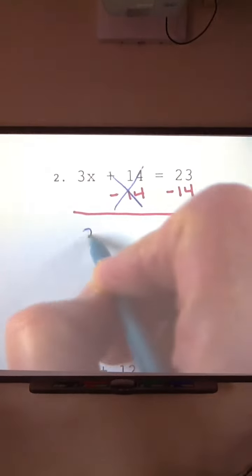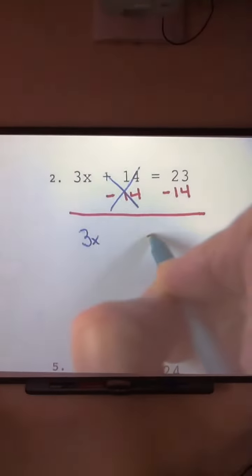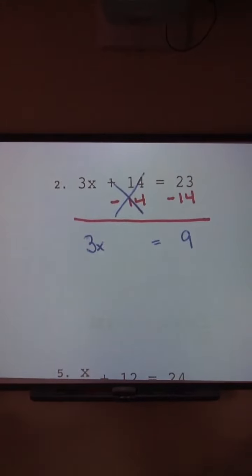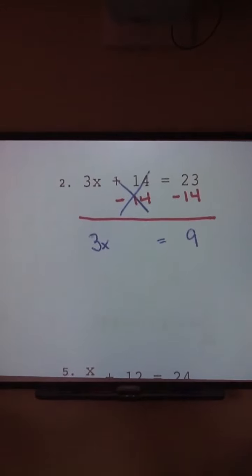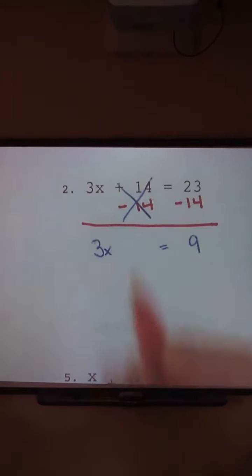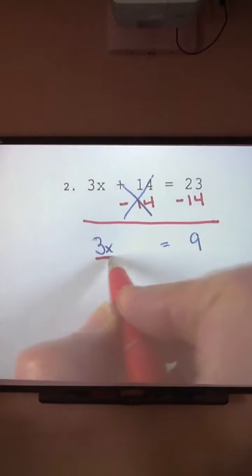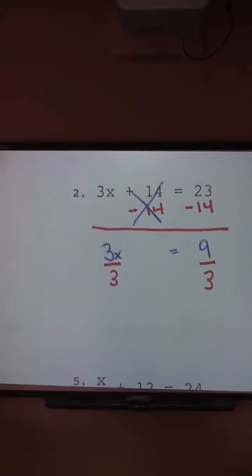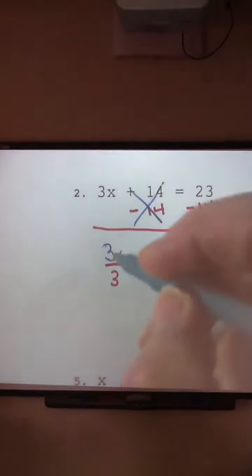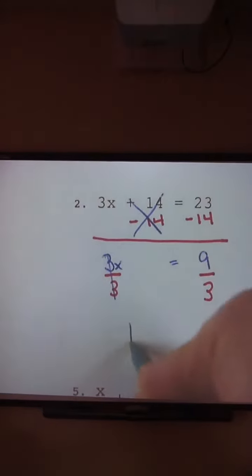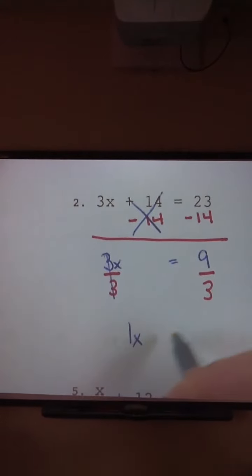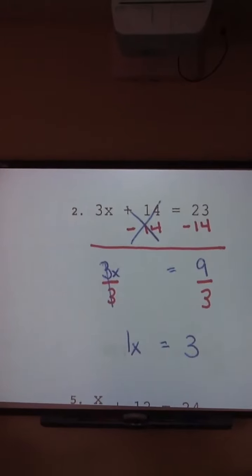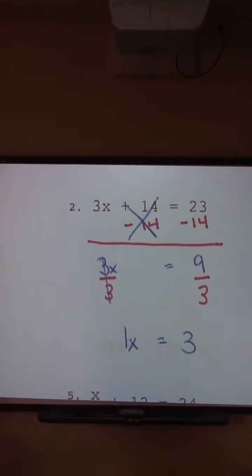That leaves us with a 3x on the left side and a positive 9 on the right side. Our next step then would be to undo the multiplying by 3. To undo multiplying, we do dividing. So we would divide each side by 3. The 3 divided by 3 is 1, so we are left with 1x, or you can just write x. And the 9 divided by 3 would be 3. That's how you solve that particular two-step equation.